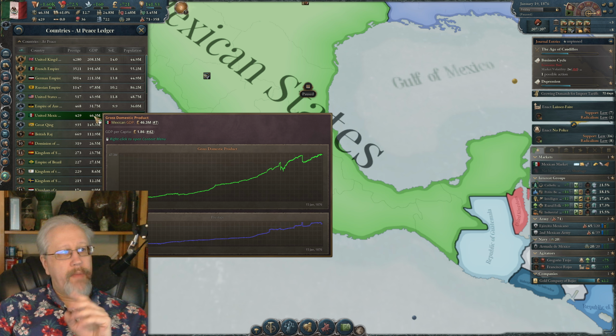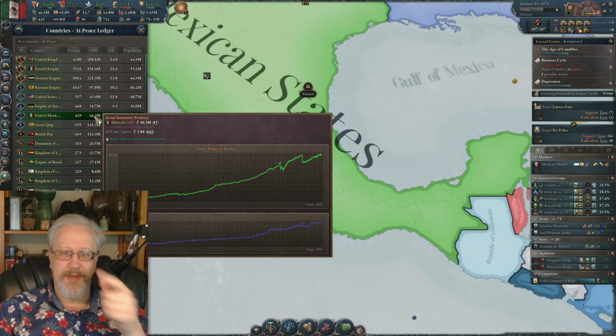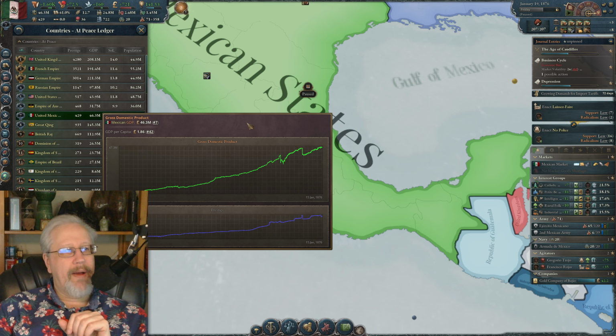I hit 2 about 7, 8 years ago, had a depression. We're coming out of a depression right now. You can see we have the depression journal entry over there, but we are close to GDP per capita. We have made that transition there.